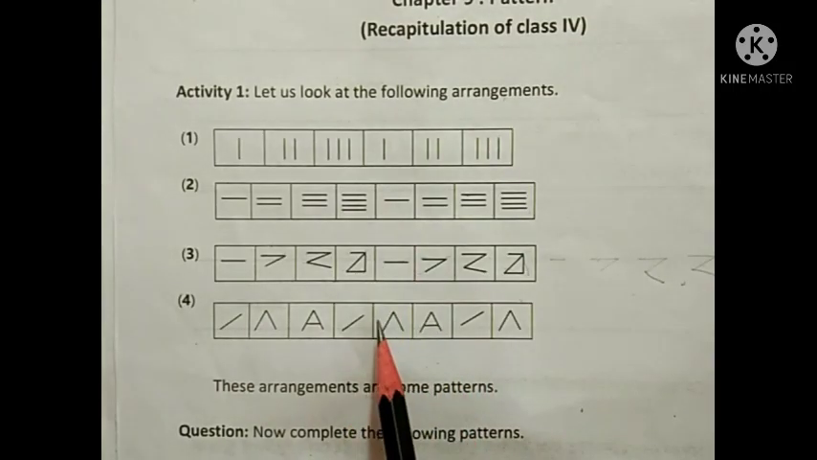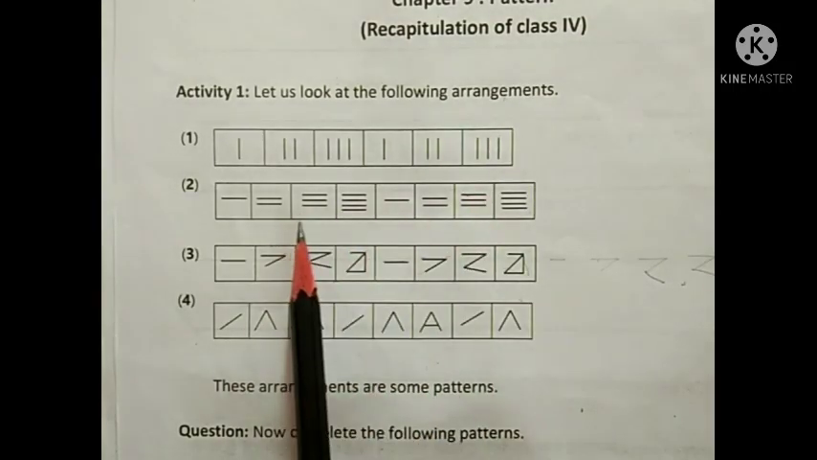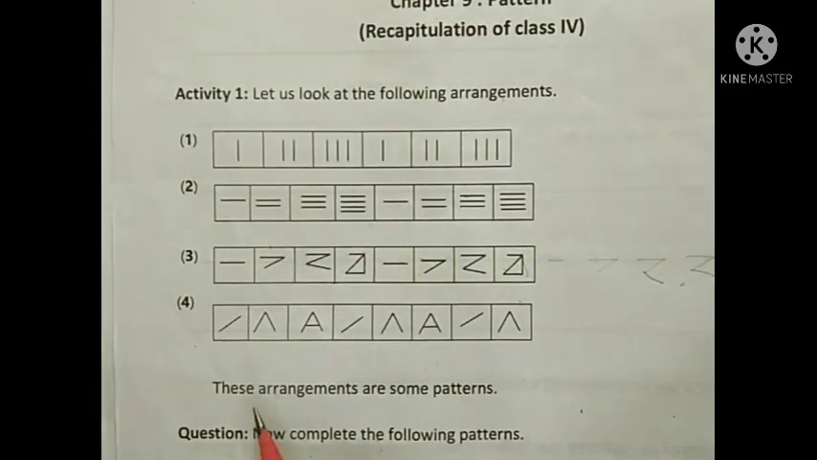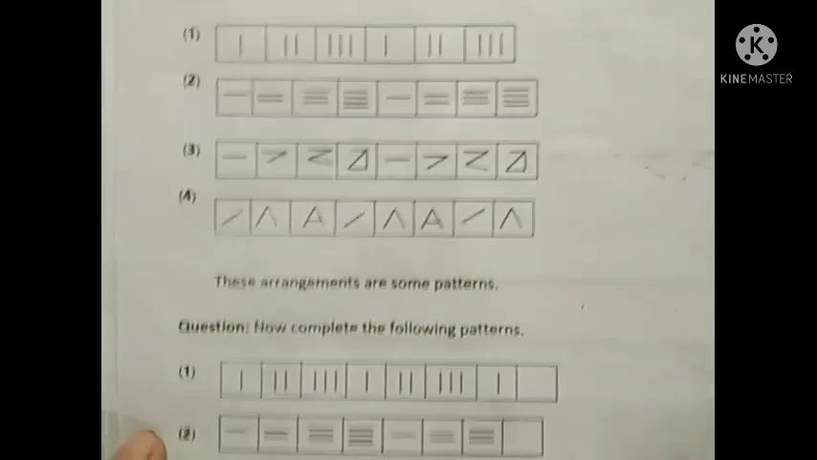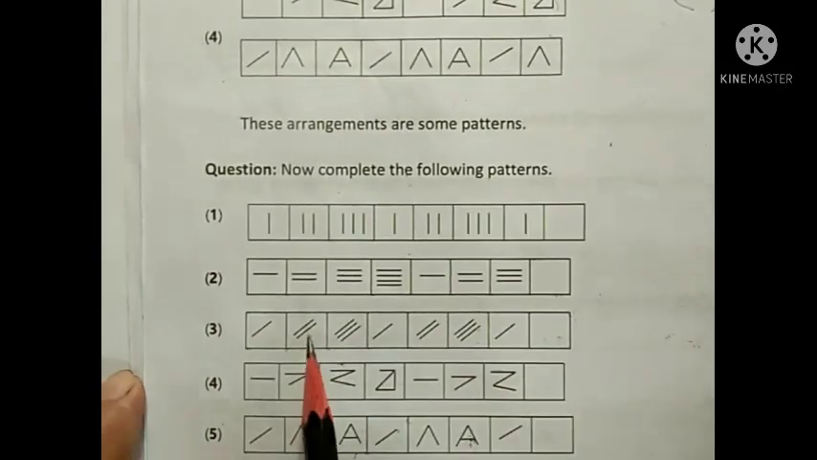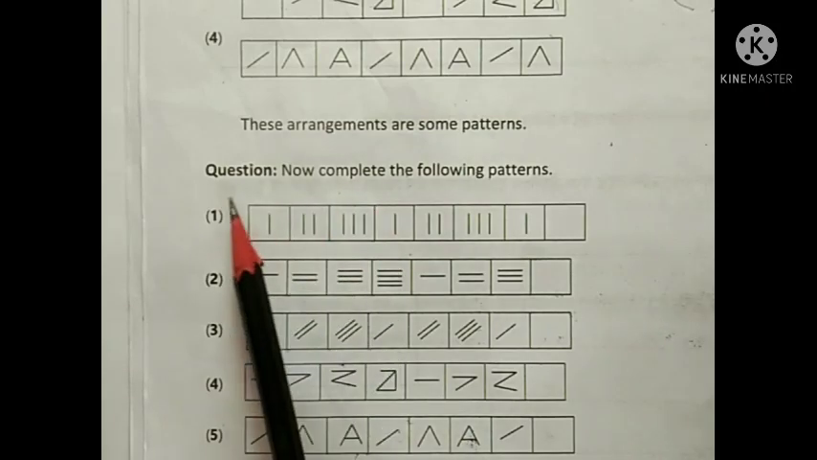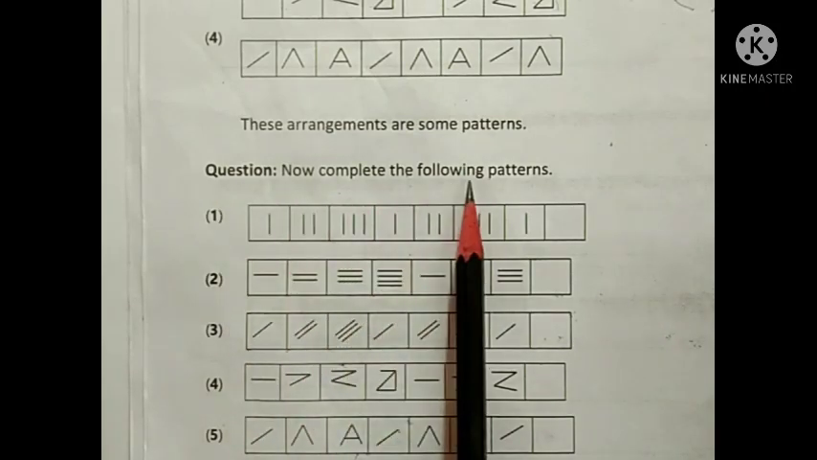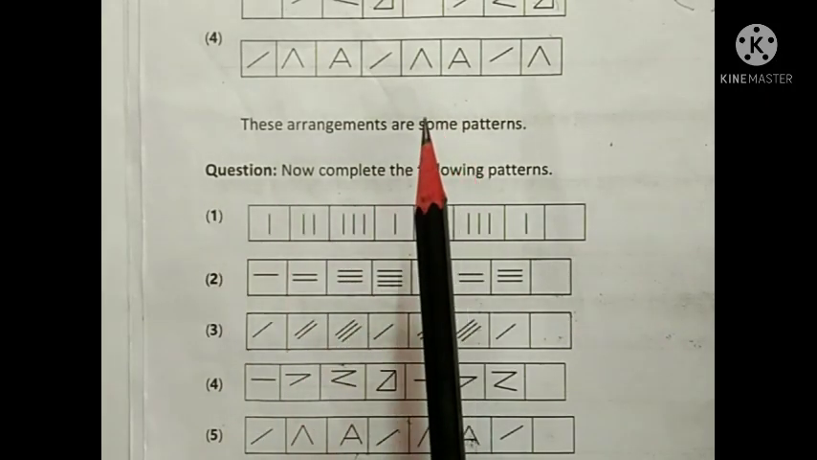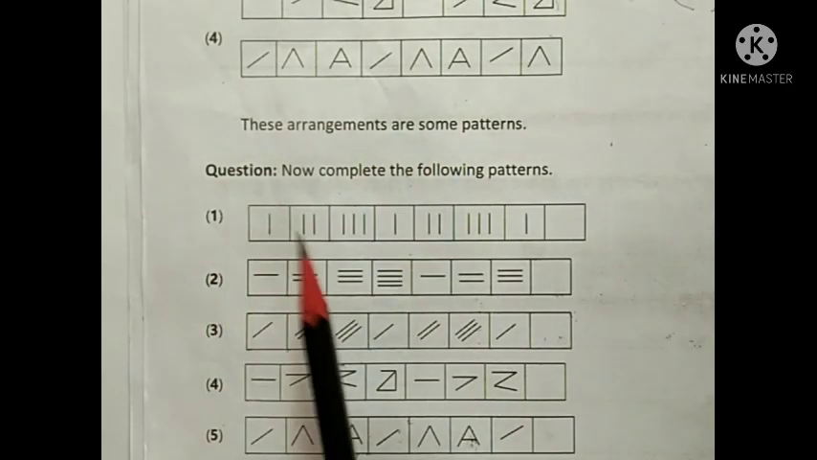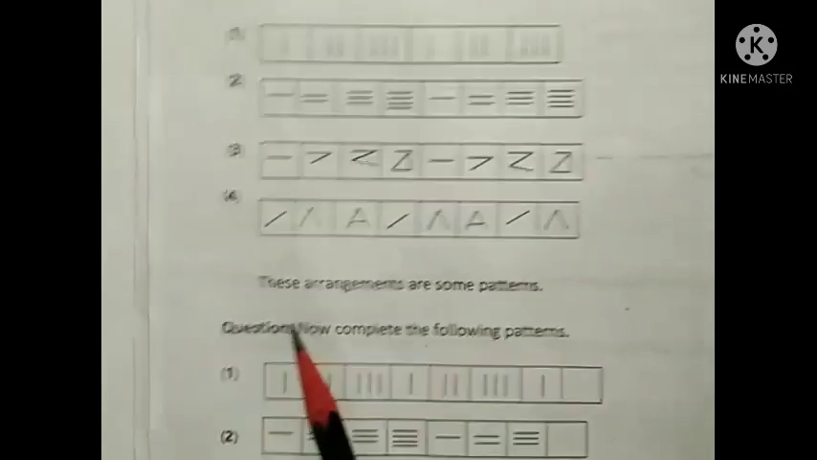This one is given as an example, see the pattern. Okay, and with the help of this pattern you have to do the next one. Some more options are given here, see, other patterns are given, and those patterns you have to complete. So the question here is: now complete the following pattern. This one is only an example. Okay, examples of patterns are given, and with the help of those examples you have to do it. Oh, one more thing is left.